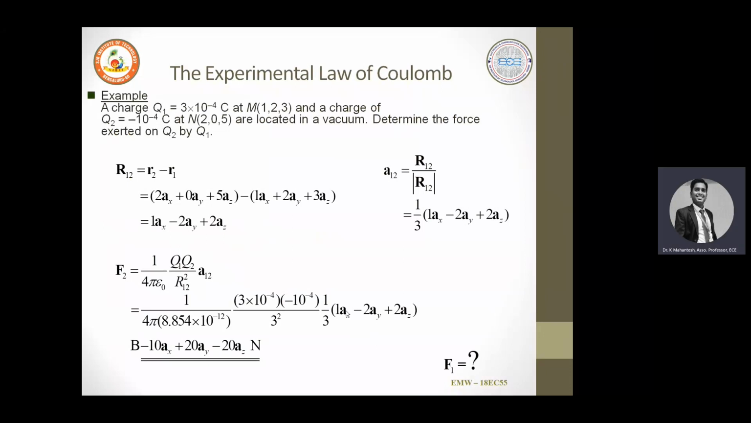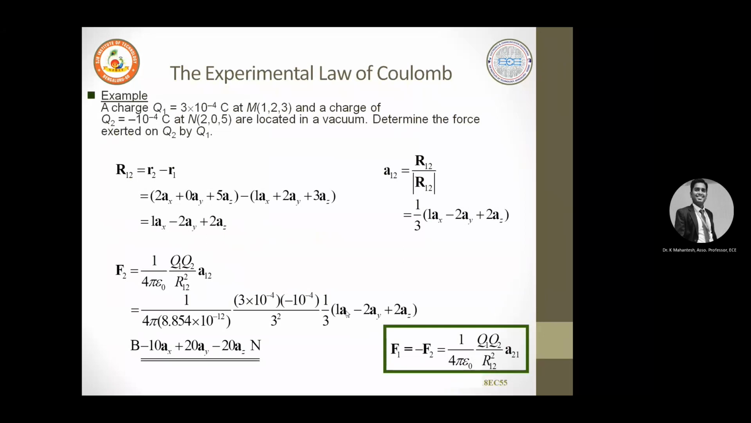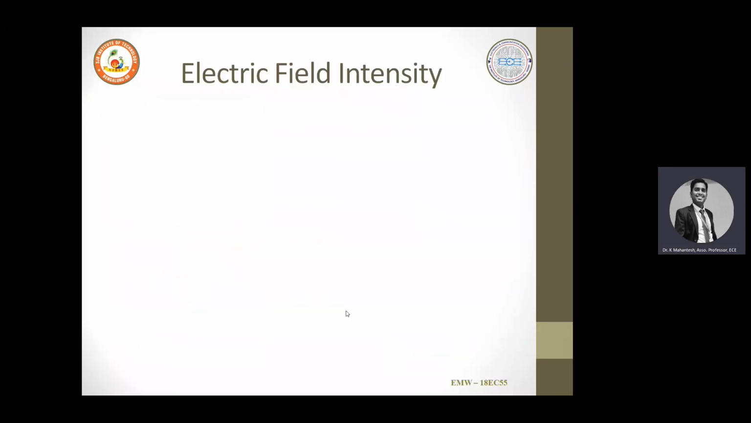What is F1 then? F1 is equal to minus F2. If you're trying to calculate the force exerted on Q1 due to Q2, it will be F1 equal to minus F2. So F1 is the force exerted on Q1 due to Q2, and you'll obtain the negative of this F2.